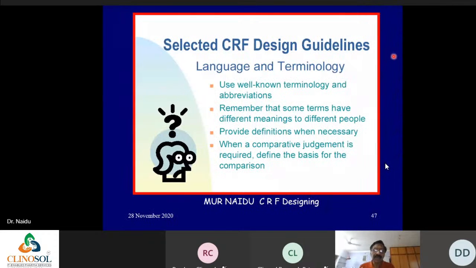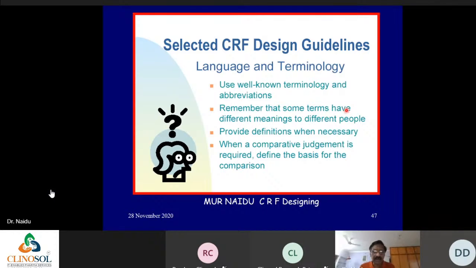Then actually designing guideline. This is for the designer when they are designing. Use well-known terminology and abbreviation. Every designer must go through and find out the literature internationally, what terminologies are used for a particular thing, and then you should use the abbreviation also. Don't use any terminology which is not commonly used, very difficult for anybody to understand.